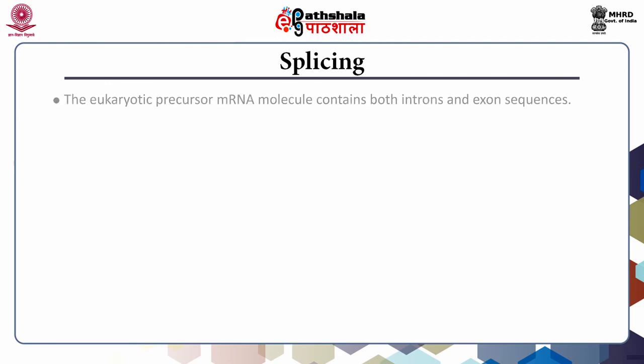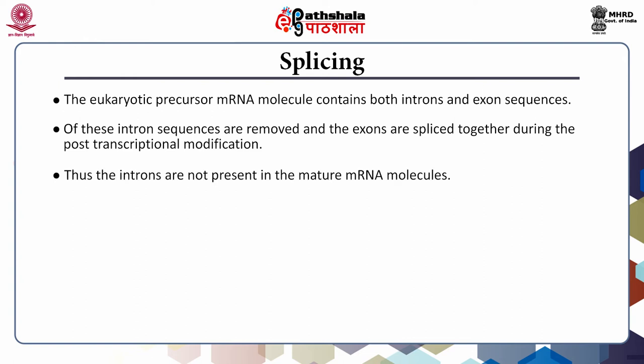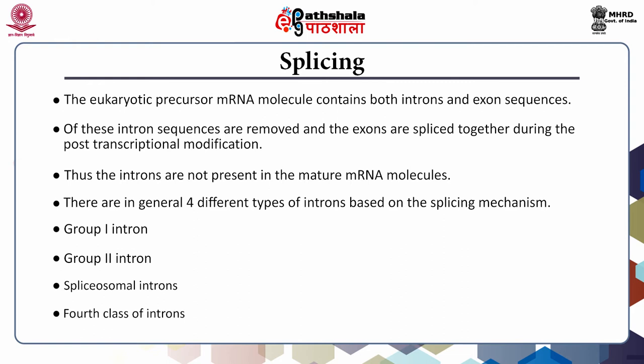Splicing. The eukaryotic precursor messenger RNA molecule contains both intron and exon sequences. Of these, intron sequences are removed and the exons are spliced together during the post-transcriptional modification. Thus, the introns are not present in the mature messenger RNA molecules. There are, in general, 4 different types of introns based on the splicing mechanism: group 1 introns, group 2 introns, spliceosomal introns, and the 4th class of introns.